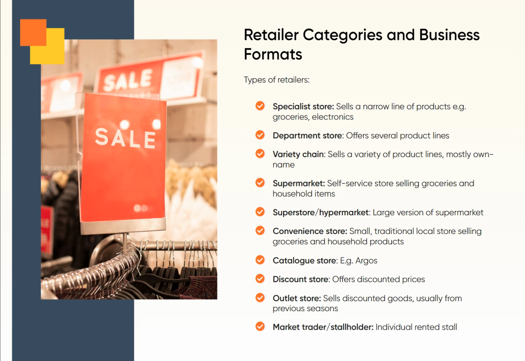Superstore or hypermarket. Large version of supermarket. Convenience store. Small traditional local store selling groceries and household products. Catalog store. For example Argos. Discount store. Offers discounted prices. Outlet store. Sells discounted goods, usually from previous seasons. Market trader or stallholder. Individual rented stall.